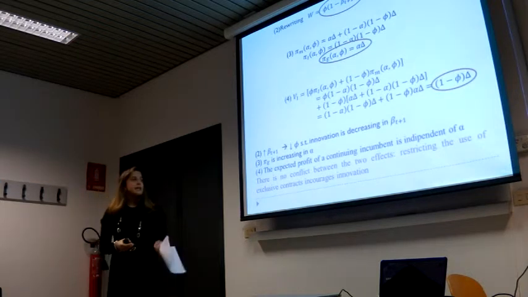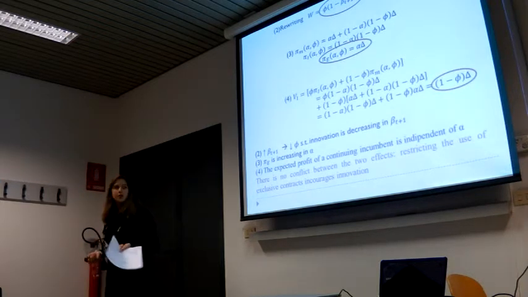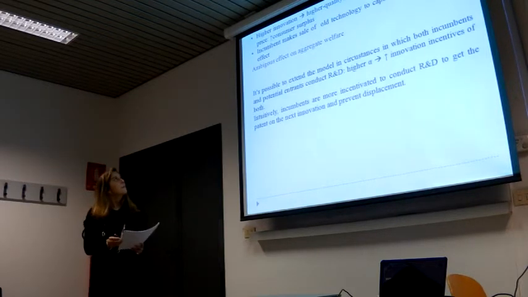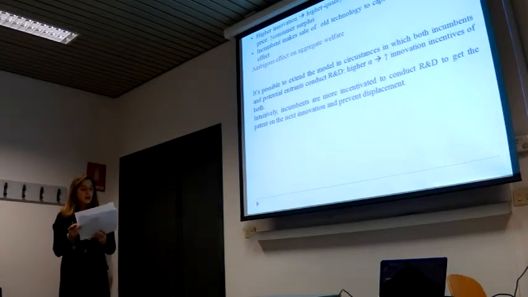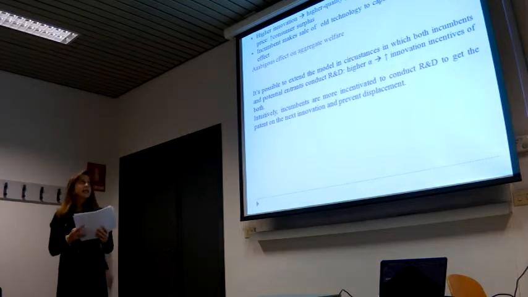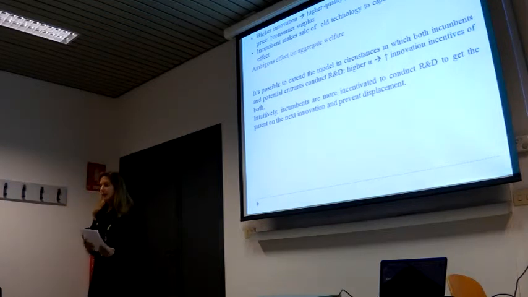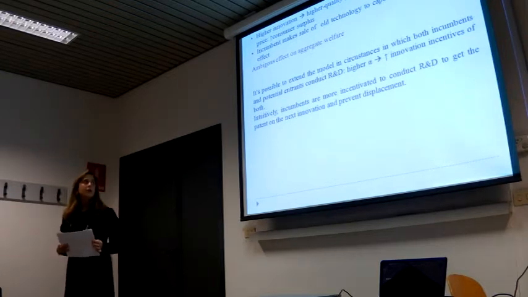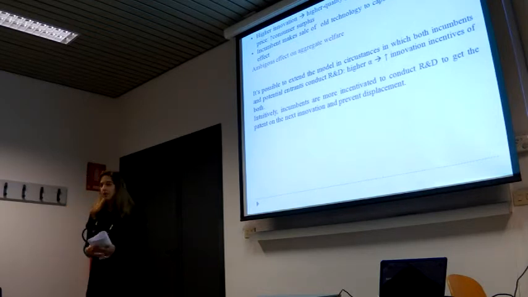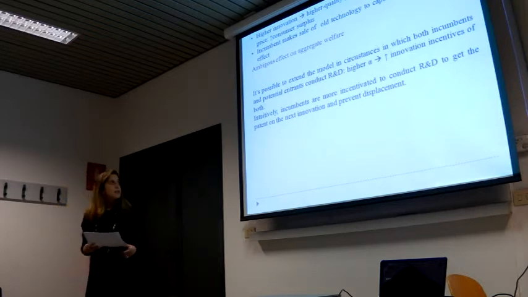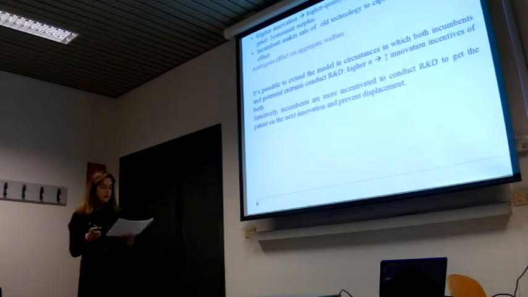Okay, so we can see that there is no conflict between the two effects, and it's true that restricting the use of exclusive contracts encourages innovation. Moving on to the effect on welfare, we can say that there are ambiguous effects on aggregate welfare because, for example, incumbents that realize their long-term exclusive contracts continue to sell a product made with old technology to the captive consumers. It's possible to extend this model to other circumstances in which we find that the situation is ambiguous.